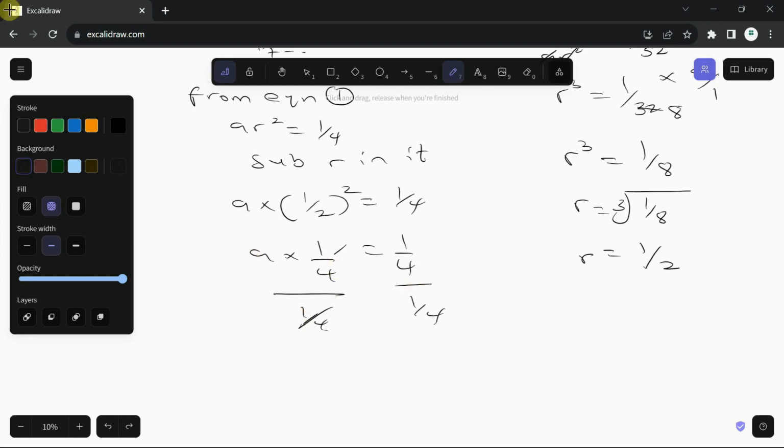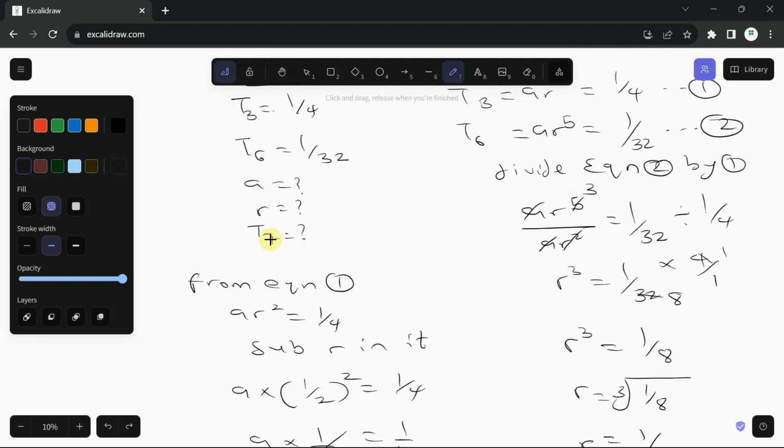So this will cancel this. So A is equal to 1/4 divided by 1/4. Or I could also say this is equal to 1/4 times 4/1, right? So if you cancel, this will cancel. So of course our A is equal to 1, right? We know our A, we know our R.